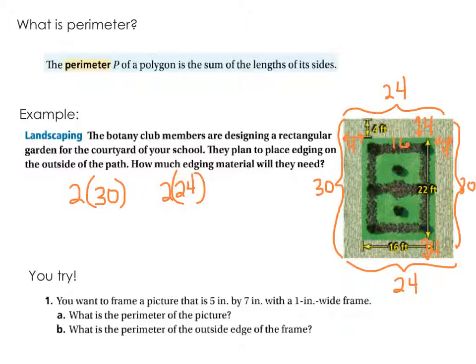Now we want to keep in mind that the perimeter is the sum of the lengths of its sides. So I'm going to add these together, and that way I can find how much edging material I'll need. So 2 times 30 is 60, plus 2 times 24 is 48, and when I add those together I get 108, and our unit is feet. So I need 108 feet of edging material.